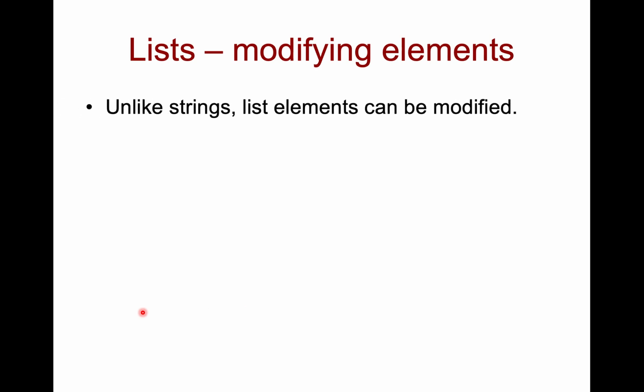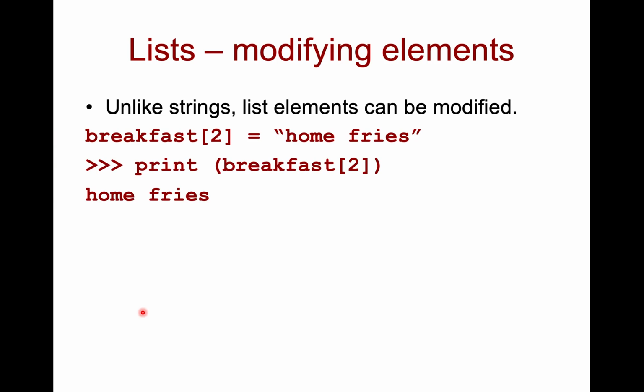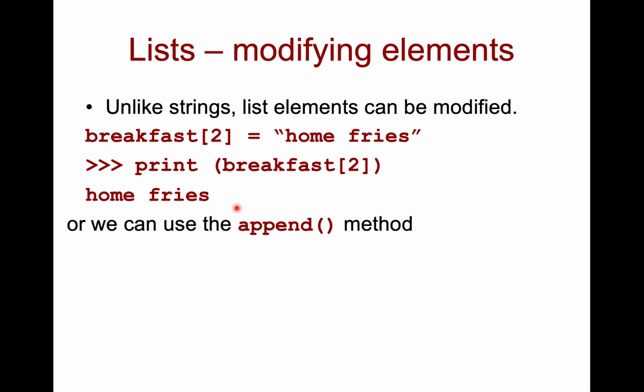Unlike strings, list elements can be modified. So here we are changing the value of breakfast at item number 2 from bacon to home fries. If we print breakfast at 2, we'll see that we get home fries now.